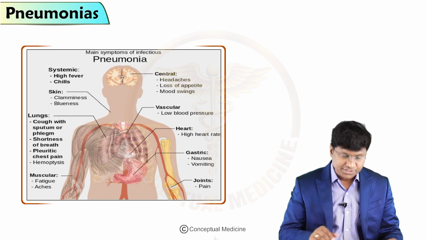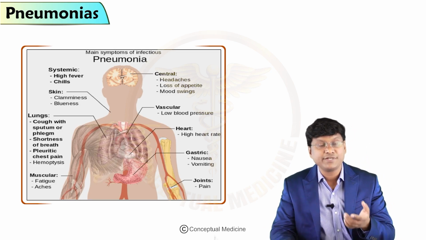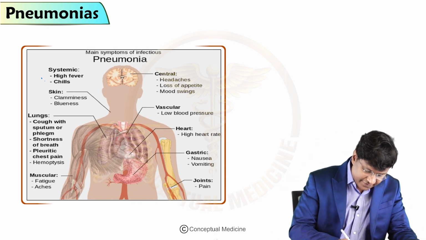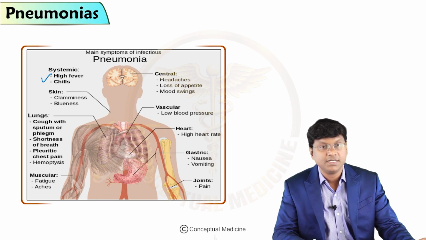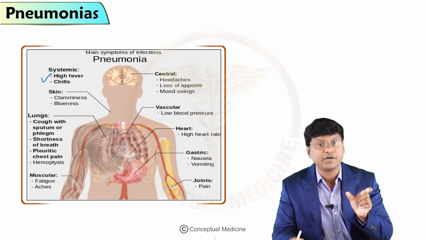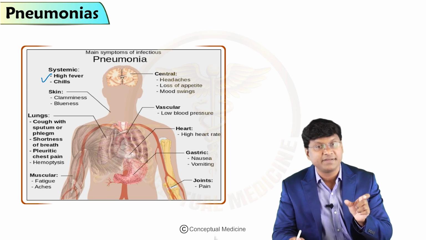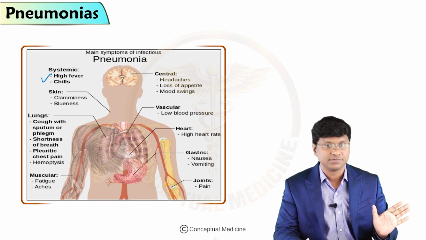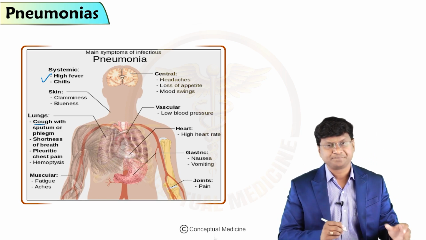So the clinical features: pneumonia is basically an infection. So the individual will have a very high grade fever, and this high grade fever is associated with chills as well as rigors. Then apart from the fever, the other important thing is the respiratory system manifestations, which will be in the form of cough with expectoration.